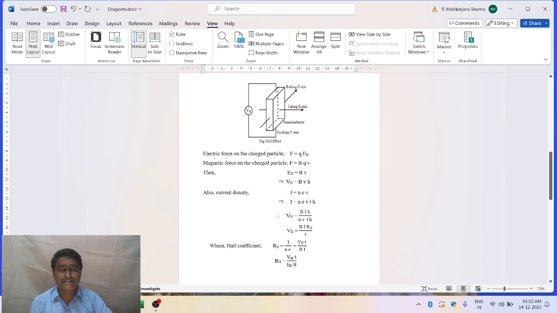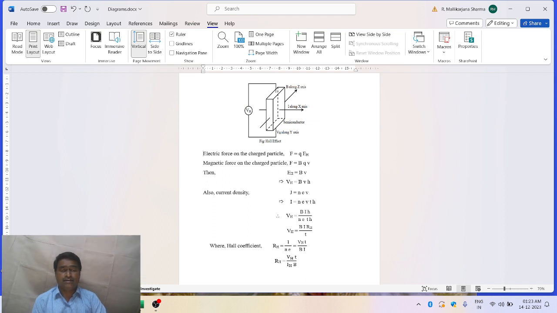Also we know current density J is equal to NeV. Then writing that current density in terms of current, that is current per unit area, here area becomes T into H, where T is the thickness through which these magnetic lines of force are traveling, and H is the potential difference between the opposite points, and TH gives the area through which current I is passing. Then if we simplify those equations, we get VH is equal to B into I into H by NE into TH into V, and writing 1 by NE as RH, we get RH is equal to 1 by NE is equal to VHT by B into I, where T is the thickness through which these magnetic lines of force are passing through the material.